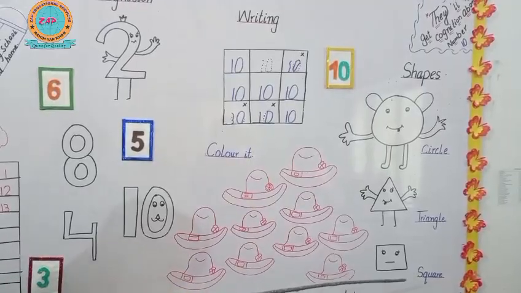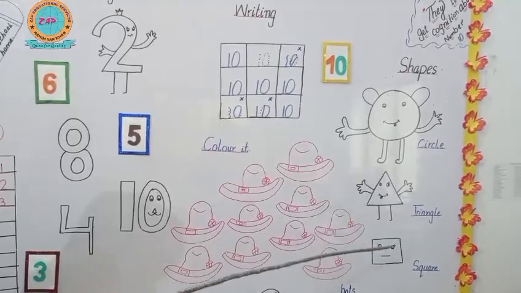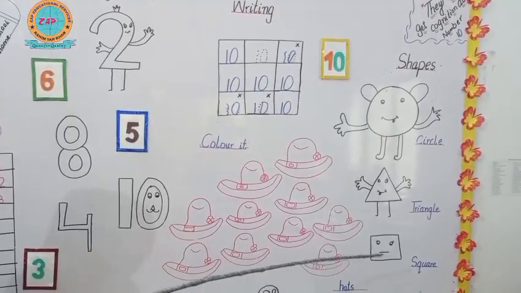S-Q-U-A-R-E. Square. Which shape is this? Square. Circle. Triangle. Square. Now let's start shape song.